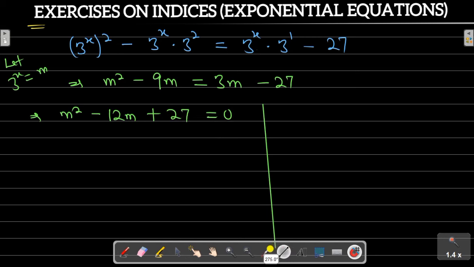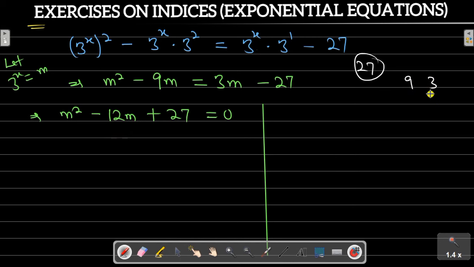Okay, permit me to split my board now. All right, so at this point I can now do my factorization here. So 27 times, of course this is 1, so we are looking for two numbers that can multiply to give 27 and add to give minus 12. So look at the factors 9 and 3. All right, beautiful. So just look for your signs. Minus minus will do that. Minus 9 minus 3 will give us minus 12, and the product will give us 27.